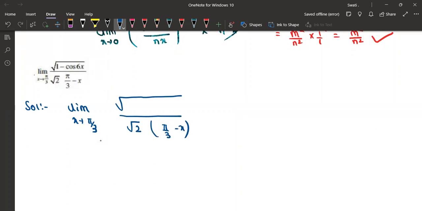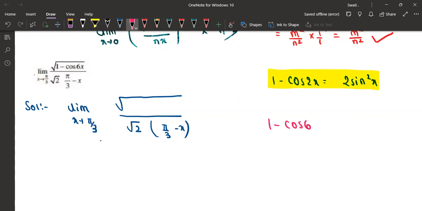Next, of course we are going to use a formula for this. We know that the formula of 1 minus cos 2x is 2 sine square x. Now what form do we have in the question? We have 1 minus cos 6x. We can write 1 minus cos 6x as 1 minus cos 2 times 3x. So this is also in this formula, where in the place of x we have this 3x. So if you compare this and this formula, this will become 2 sine square.